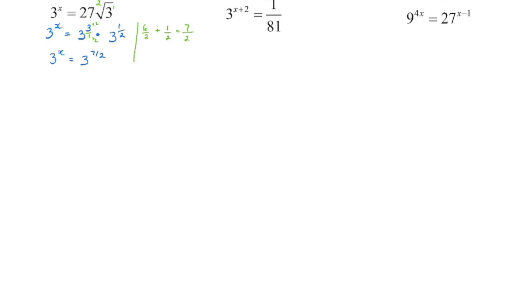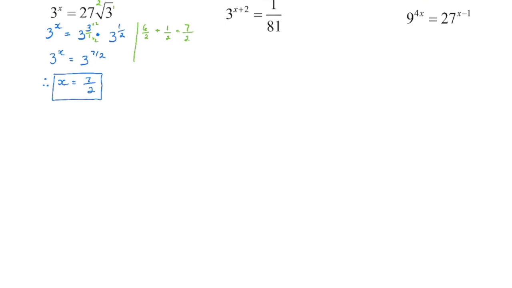All right, the bases are the same. Therefore, we know that the exponents are also the same. X equals 7/2, and there is no equation to solve here. That is our solution, we think. So we're going to write that in there, and then again, substitute it back in. Make sure that 3 to the power of 7/2 equals the same value on the right-hand side as 27 times the square root of 3.